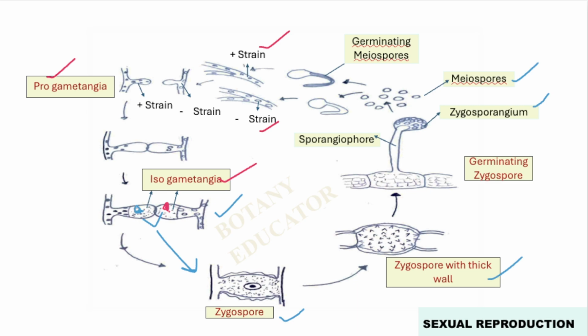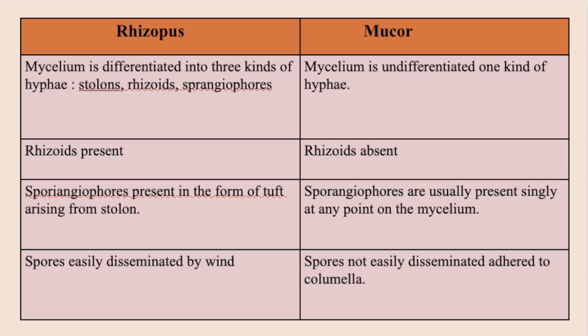Now, if we talk of Rhizopus and Mucor, the differentiation in the characteristic features: Rhizopus, we have already stated, is differentiated into stolon, rhizoid, and sporangiophore, while in Mucor the mycelium is not differentiated into three kinds of hyphae. There is only one kind of hyphae, right? In Rhizopus, rhizoids are present, while in Mucor rhizoids are absent. In Rhizopus sporangiophores are formed in tufts, while in Mucor sporangiophores are formed, but the hyphae is not differentiated. Sporangiophores still are formed, right?